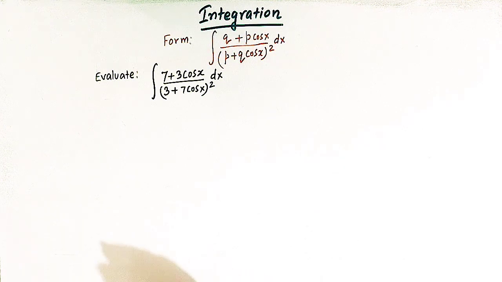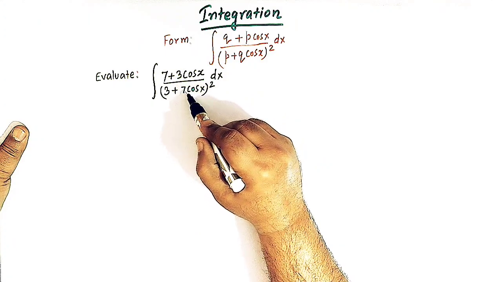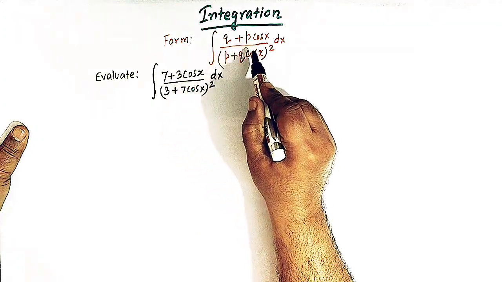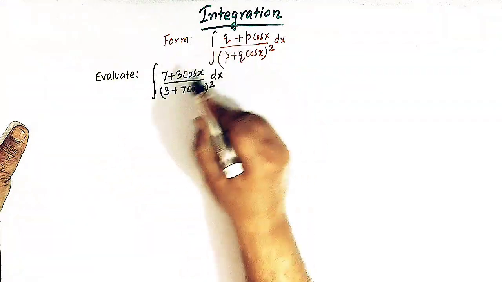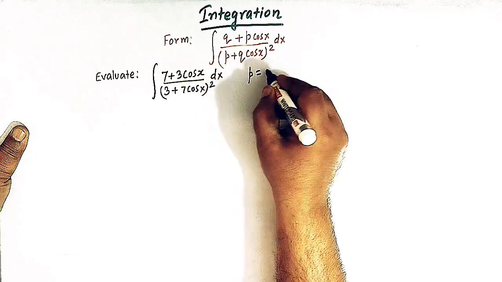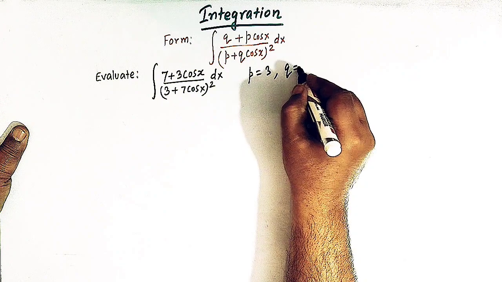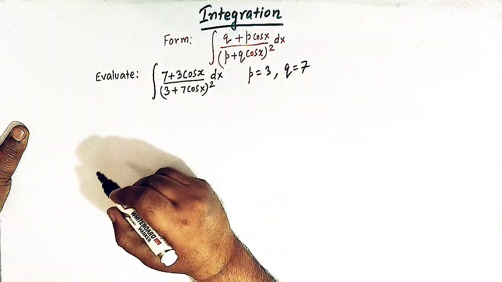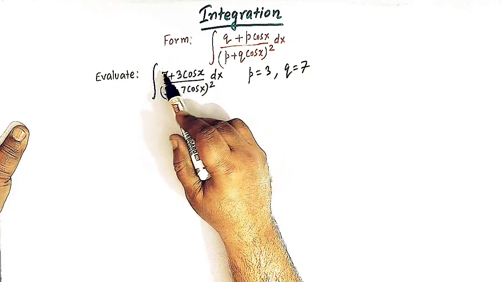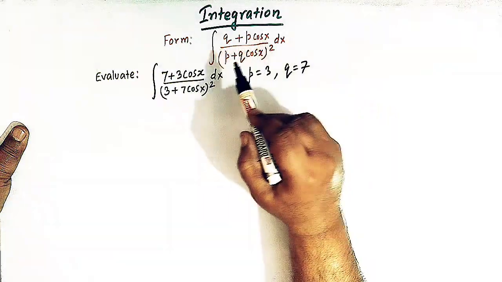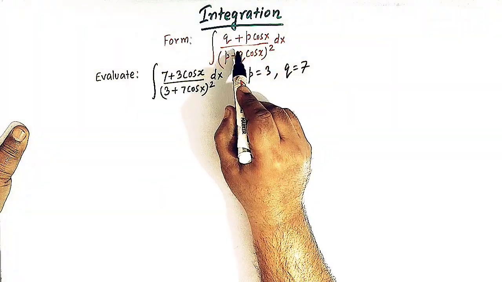Now, we have to evaluate this integral, and if we compare these two integrals, we can easily see that the value of p is 3 and the value of q is 7. So let us see how we can find the integral of this function, and we'll consider the general method here.